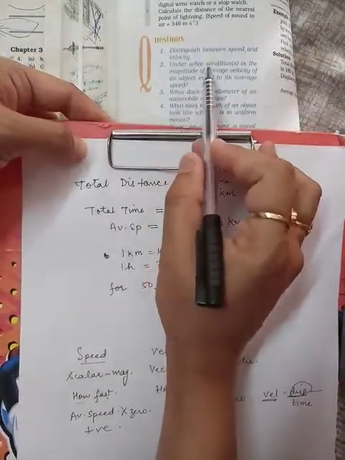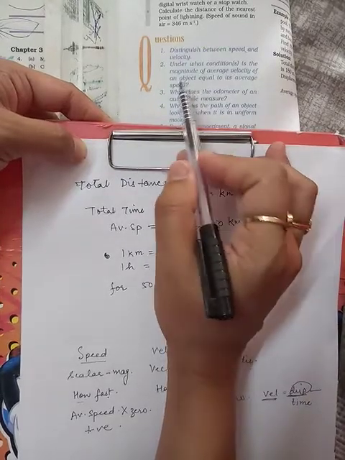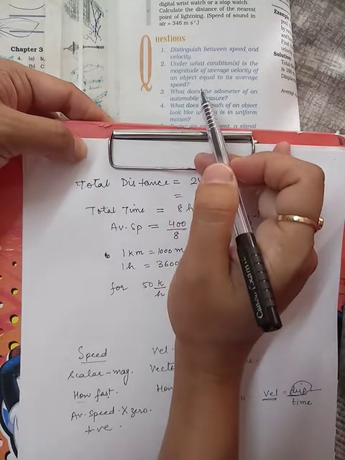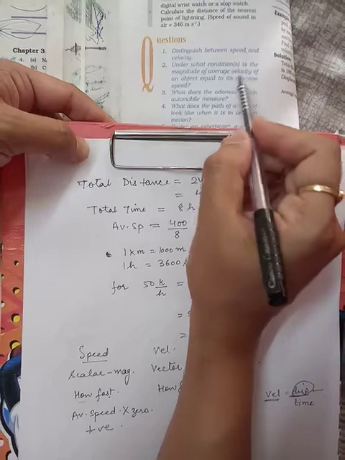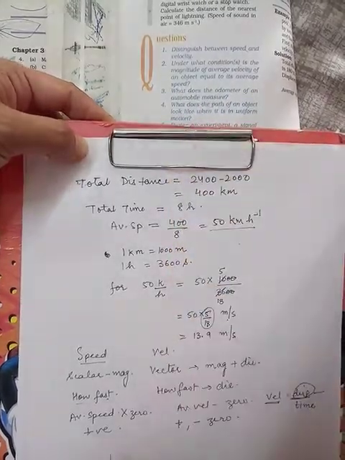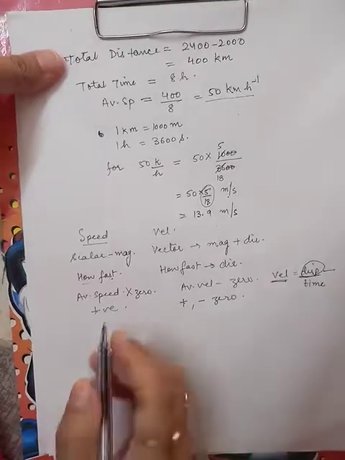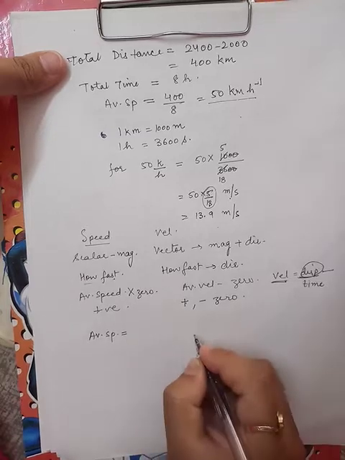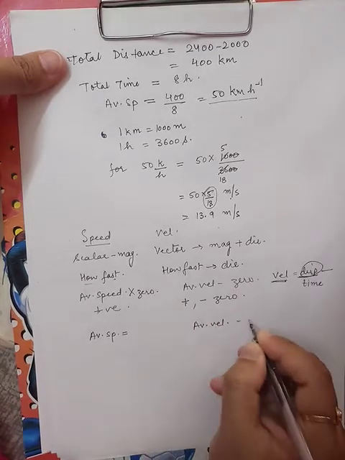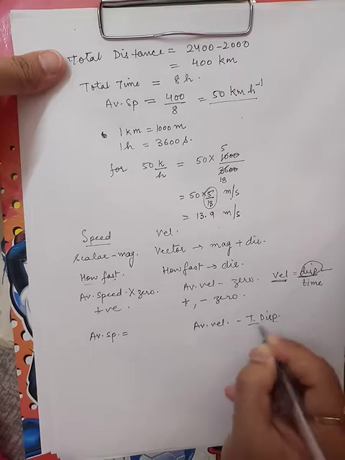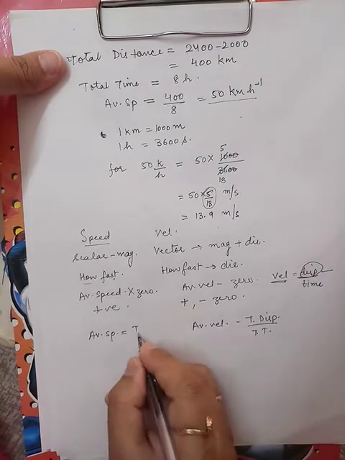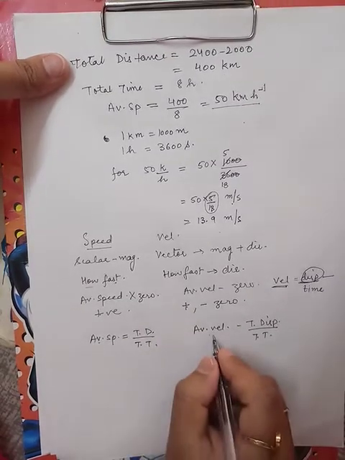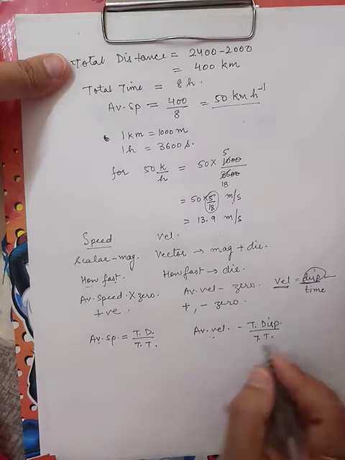Second question is, under what conditions is the magnitude of average velocity of an object equal to its average speed? Under what condition can the average velocity and average speed be equal? See, what is the formula for average velocity? Suppose we are writing over here average speed and average velocity. It is total displacement divided by total time, and it is total distance divided by total time. Under what conditions can these two be the same or equal, they are asking in the question.